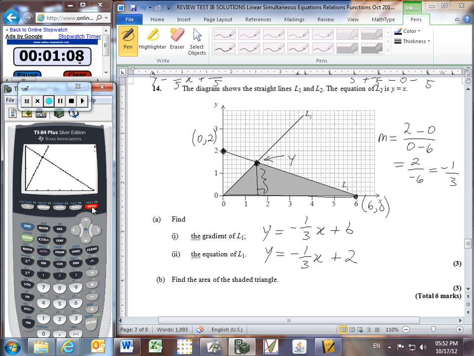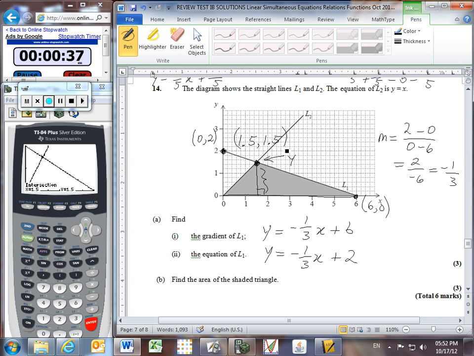There's the first line, L1, and there's L2. And if I can find the intersection point, then I'll know the height of the triangle. So we'll say second, calc, and go down to option 5 to get the intersection. Is this my first curve, y1? Yes. There's my second curve, y2 equals x, yes. And I guess, looks like they intersect around x equals 1. Turns out that actually they intersect where x is 1.5 and y is 1.5.